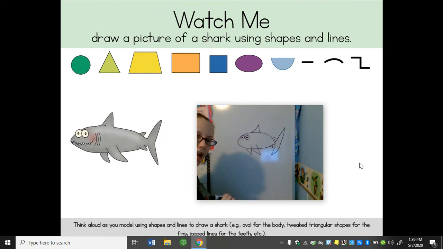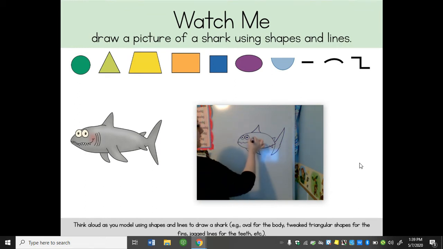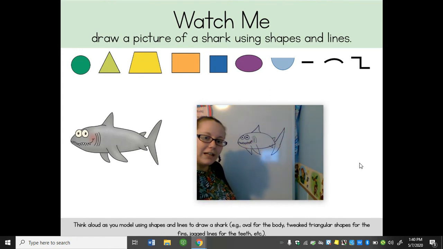Now for his mouth, it kind of looks like a squiggly line. So that's what I'm going to do next. Squiggly line. And then it looks like he has some rounded lines for his gills. And Miss Sewell's going to do triangles for his teeth. And there you have it, boys and girls. That's Miss Sewell's shark. I used the shapes that I know to be able to create it.